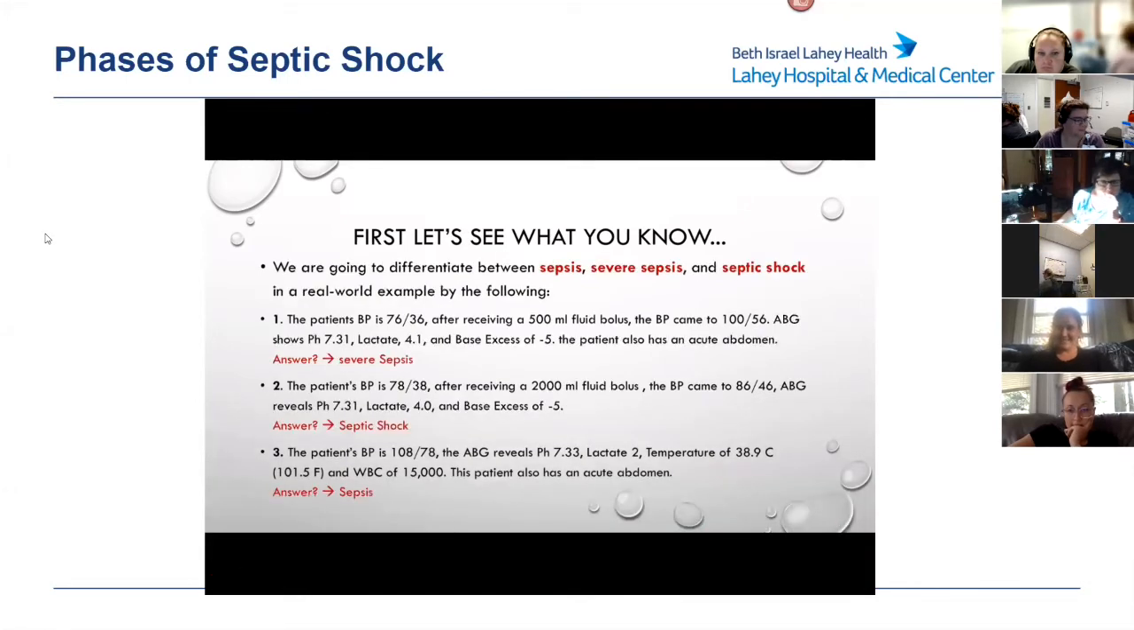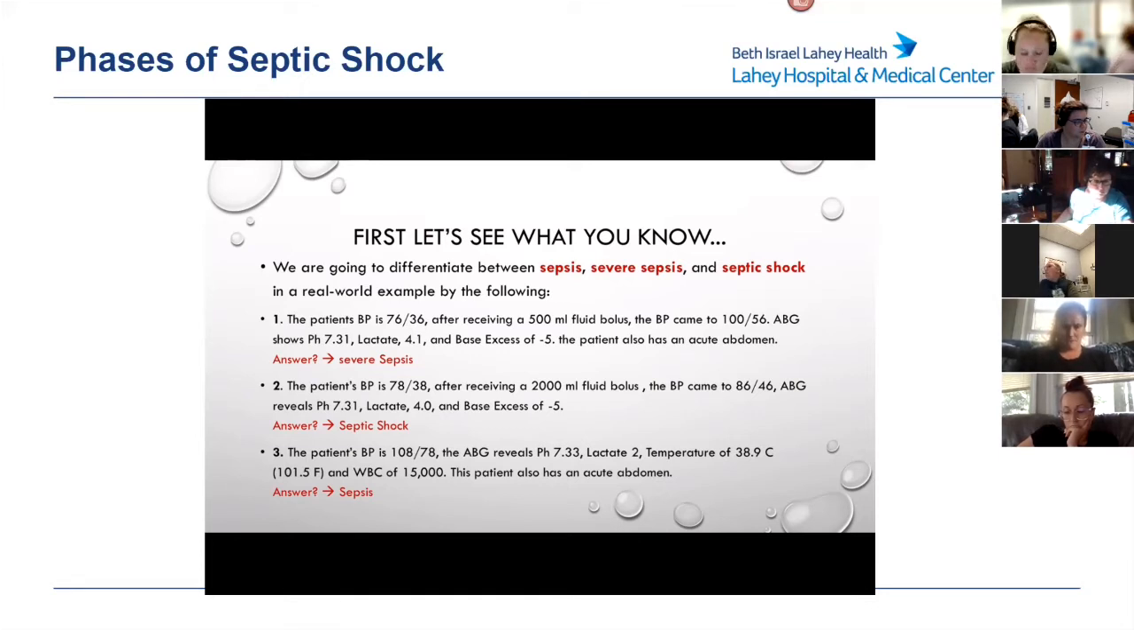So number 1, severe sepsis. This is because of the beginning signs of organ dysfunction, such as the low blood pressure, the pH level, the lactate, and after receiving a fluid bolus, it was fairly responsive. Number 2, the patient's blood pressure is low. Again, after receiving a 2,000 milliliter fluid bolus, the BP was less responsive, and also you still have the altered pH and altered lactate. These are signs of septic shock. There's going to be a lot less response by the body because they're running into that compensatory withdrawal.